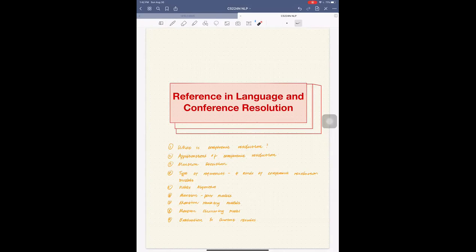Actually, there are four different types of coreference resolution models that we are going to introduce later. Starting from the first one, which is a handwritten algorithm called the Hobbs algorithm. The second one is called the mention pair model. The next one is the mention ranking model. The next one is the mention clustering model.